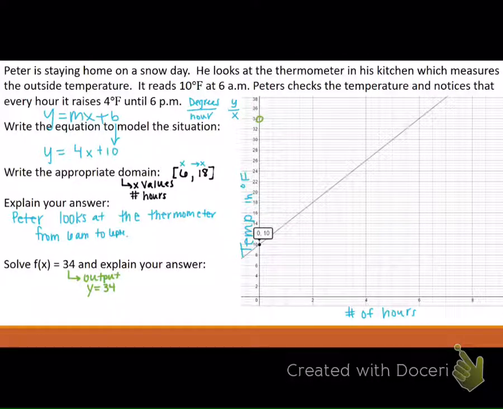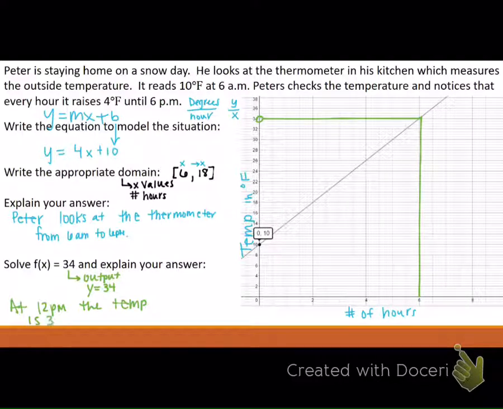So I would go up to 34 on my graph, follow it over, and down. And what do I get there? 6. So that's 6 hours after he started. So if he started at 6 a.m., what does that mean this is? That's 6 hours after he started. No, 6 hours after 6 a.m. is 12. So at 12 p.m., the temperature is 34 degrees.